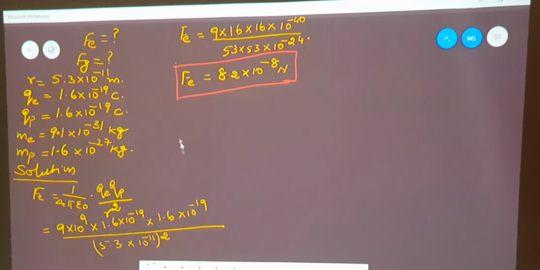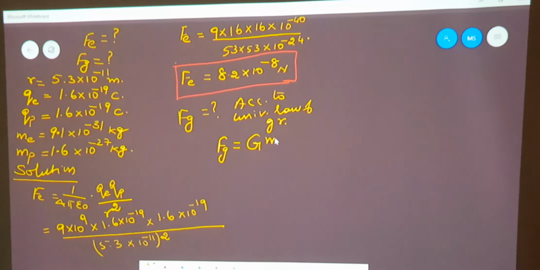Now, what is the next one? The next one is Fg. You are asked to calculate gravitational force according to the universal law of gravitation. I can write Fg equal to G into mass of electron, mass of proton divided by square of the distance.